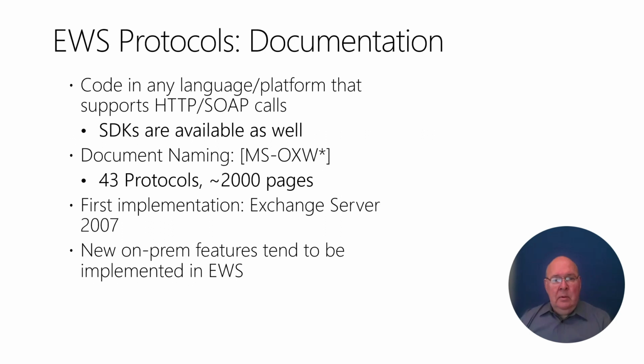Documentation is in protocols. You can code in any language that supports HTTP SOAP calls. SDKs are available as well. Documentation for this protocol set is 43 protocols with approximately 2,000 pages. First implemented in Exchange Server 2007, and it is important that new on-prem features tend to be implemented in EWS.